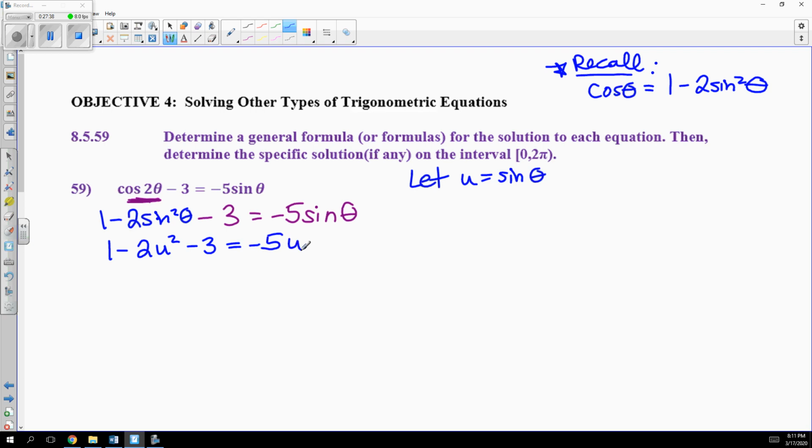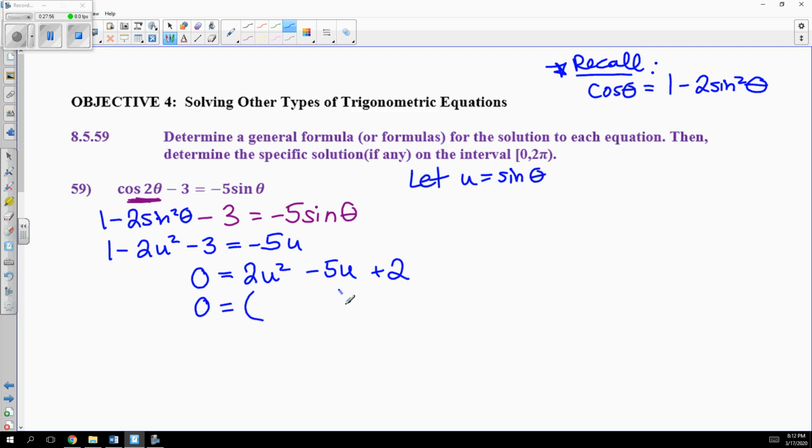And of course, I'm going to combine the 1 and the negative 3 at the same time and then move everything over. So I'm going to get 0 equals 2u squared. 1 minus 3 is negative 2. But when I move it to the other side, it's going to be positive 2. And then don't forget the minus 5u. So I'm going to put everything in order.